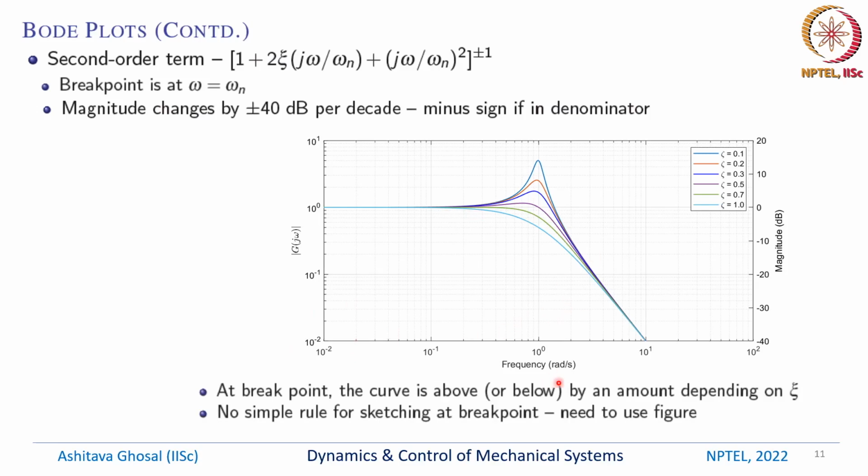At the break point, the curve is above or below by an amount which depends on psi. It is not like 3 dB every time. Here it will be a different value above or below depending on the value of psi, and there are no real simple rules to sketch what is happening here. We know what is happening before and what is happening afterwards, which is minus 40 dB per decade, but near this break point you need to actually calculate, and we need to be careful and compute correctly.